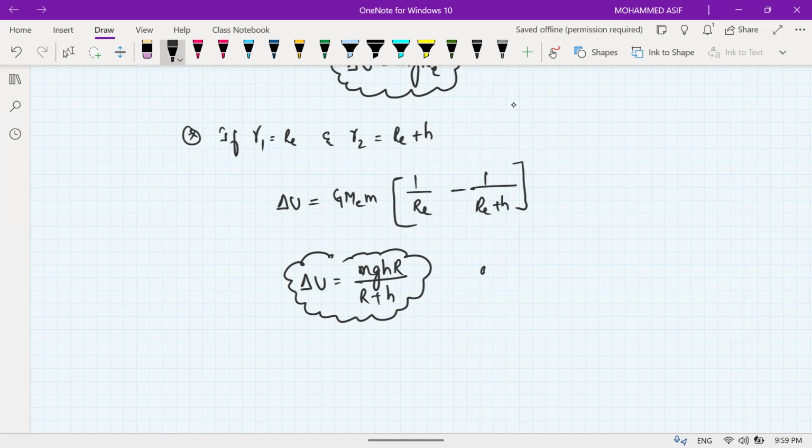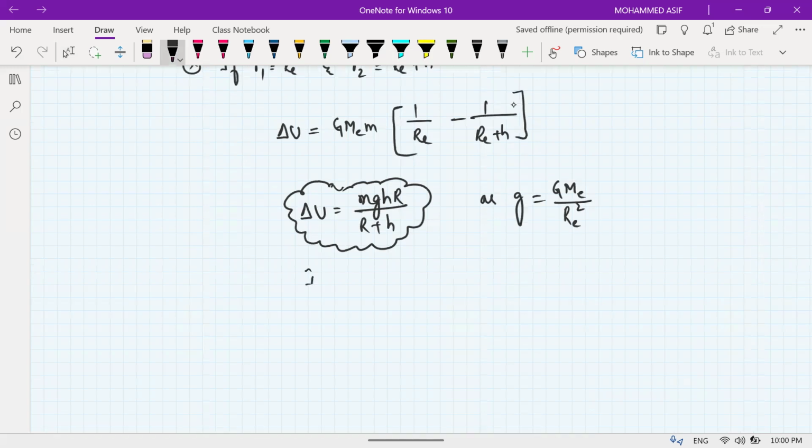Because small g is equal to capital G, capital M divided by RE square, I am taking this approximation. So potential energy is equal to mg into h into R divided by R plus h, or mg into R into h divided by R plus h. If h is very, very small, much lesser than the radius of earth, then potential energy will be equal to mg into h. If h is much, much less, R and R will get cancelled. So potential energy is equal to mg into h. Clear?